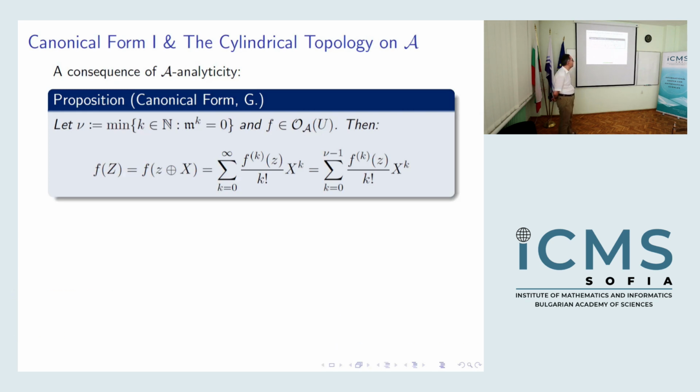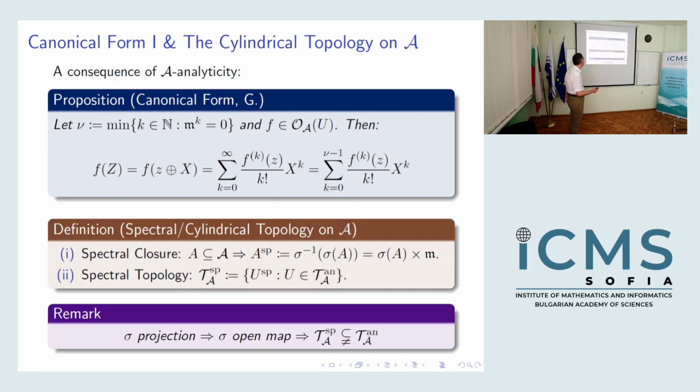This analyticity actually allows us to establish a canonical form for such holomorphic functions, and the consequence is that basically you can in some way split f into a spectral part and a nilpotent part, simply because the maximal ideal is nilpotent, and you can expand at z. And then a little bit of an identity principle, analytic continuation argument actually is that this is Bohr as much as possible, right?